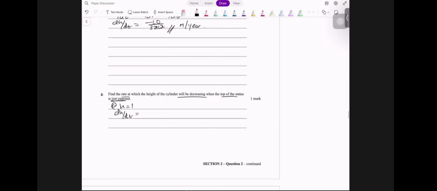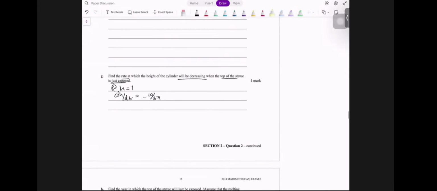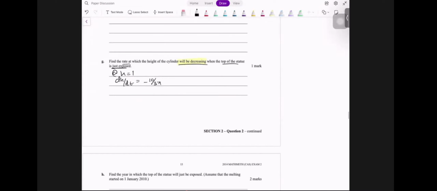So all you do is write h is equal to 1. dh on dt will equal negative 10 over 3 pi. But remember, it's looking at the rate at which it will be decreasing, right? So therefore, you have to look at the magnitude essentially. If the rate in itself is already decreasing, the rate it will decrease would just be the positive value. So I'll say the rate of decrease is actually 10 on 3 pi, and I'll write in terms of units, meters per year. Yeah, that's pretty much it.